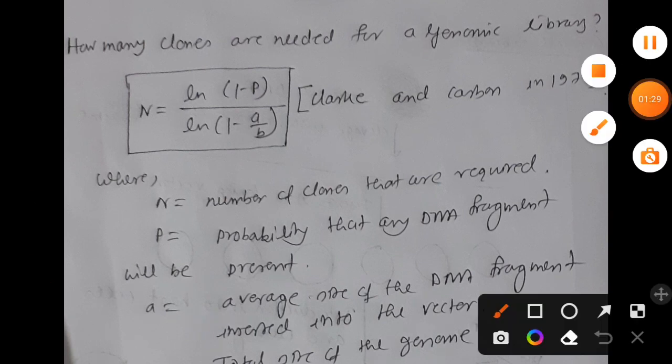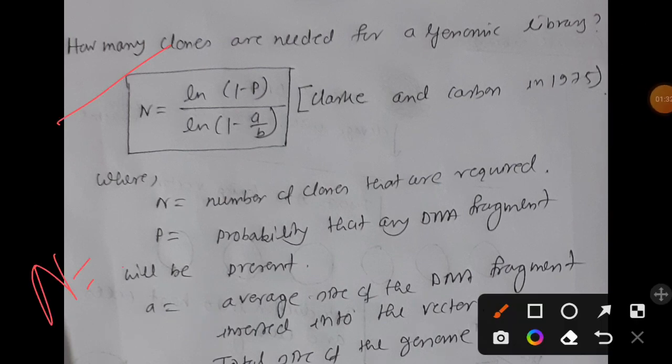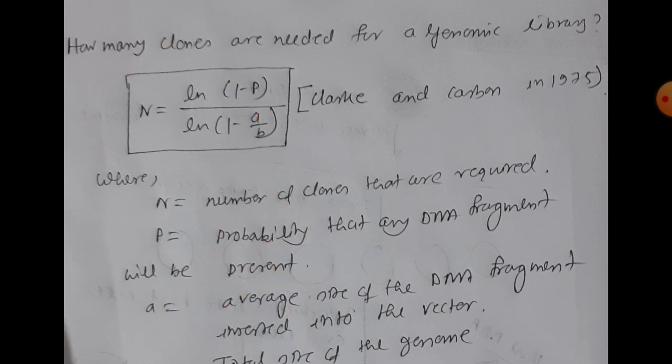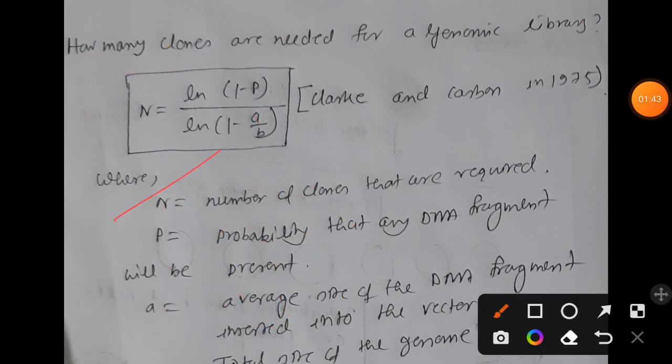This formula looks very easy: N is equal to ln(1 minus P) divided by ln(1 minus A by B). Okay, so here N is the number of clones that are required or that are to be screened. The first one is for the construction of the genomic DNA library and the second one is for the screening of the genomic DNA library. Then P is the probability that the particular DNA fragment will be present.